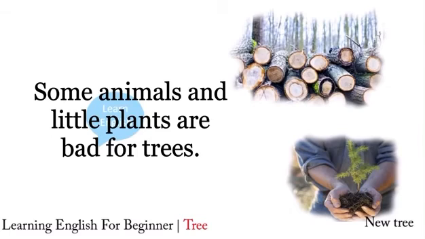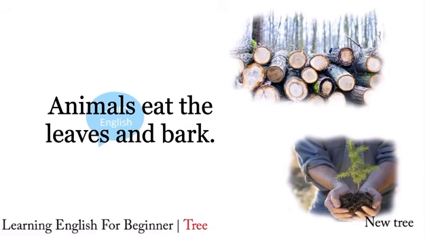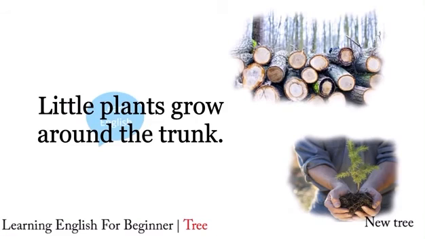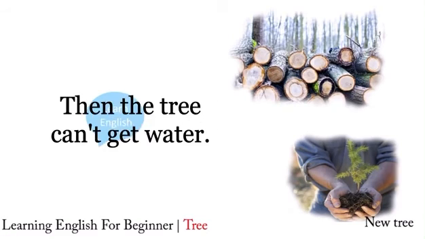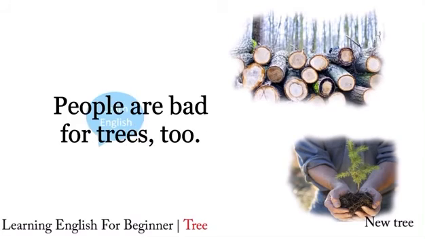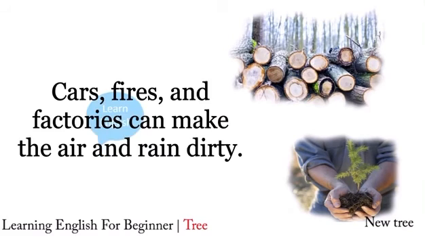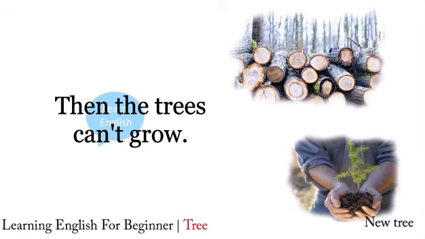Some animals and little plants are bad for trees. Animals eat the leaves and bark. Little plants grow around the trunk. Then the tree can't get water. People are bad for trees, too. Cars, fires, and factories can make the air and rain dirty. Then the trees can't grow.